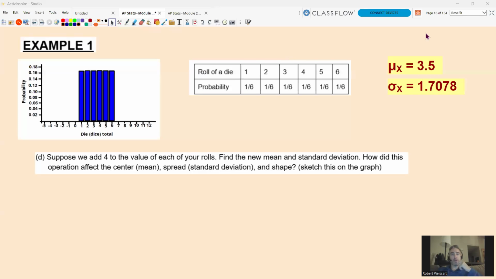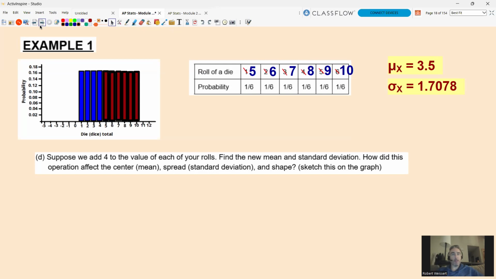Now, what if we added 4 to each value of the rows? What would the new mean and standard deviation be? And how would this affect the center, spread, and shape? Well, let's look at what's going on here. If we added 4 to each row, we'll have something like this: 5, 6, 7, 8, 9, 10, as opposed to 1 through 6. What that's going to do is it's going to shift the graph to the right a little bit.